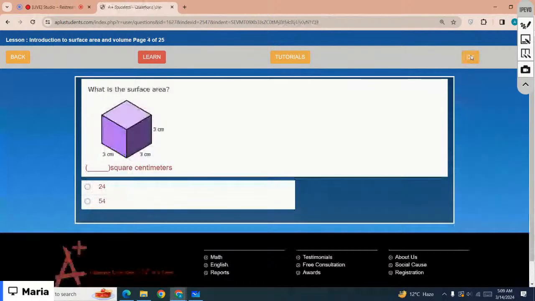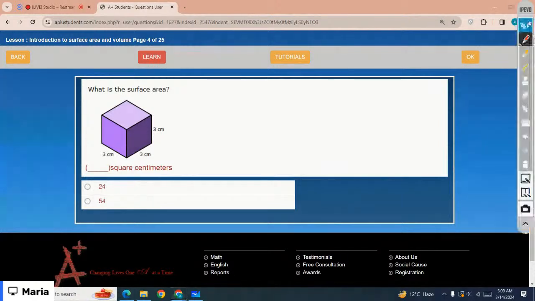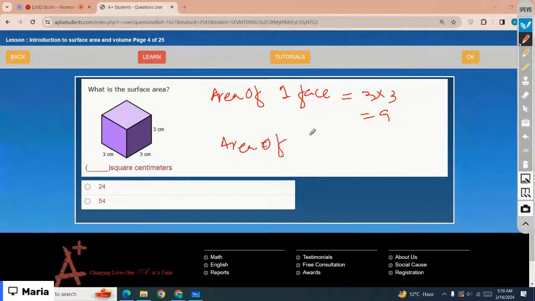The next one is, now you have to calculate the surface area, right? So that is a cube. So a cube has 6 faces. You have to calculate the area of one face because all the faces have the same area. So the area of one face is 3 times 3, that is 9, right? So then the area of 6 faces is 9 times 6. 9 times 6 is 54 square centimeter.